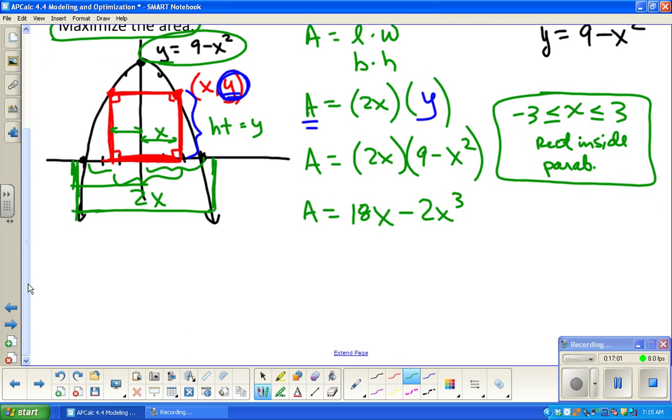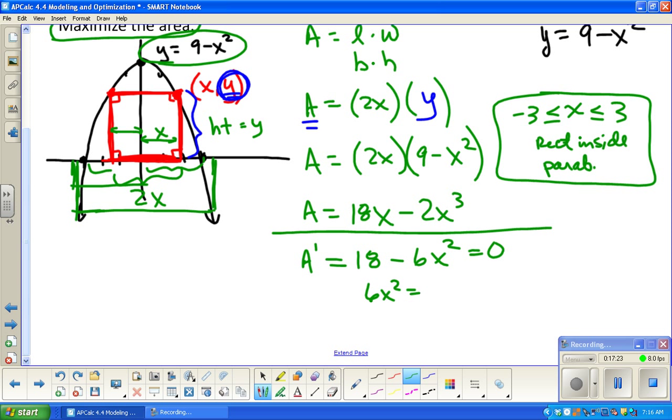Okay? All right, so let's do critical points. So A prime. Okay, so I'm going to draw a line there so we know that we're changing gears here. 18 minus 6x squared. Okay, so I want this to equal 0 because that's where critical points happen, where the derivative is 0 or undefined. This derivative does not have a place where it doesn't exist. Okay, so 6x squared equals 18. I added 6x squared to both sides and then flipped it around. So x squared equals 3. X equals positive or negative square root of 3.